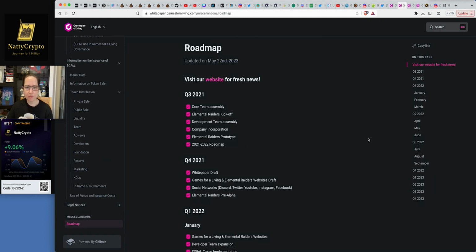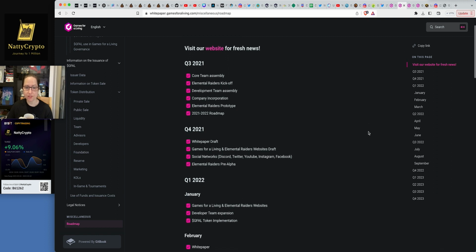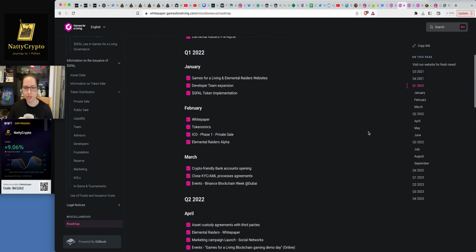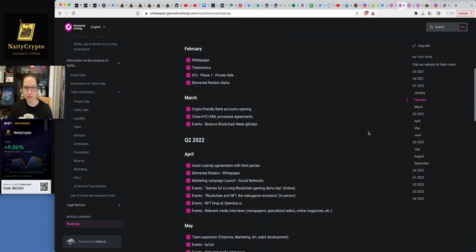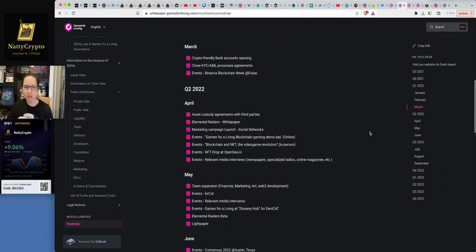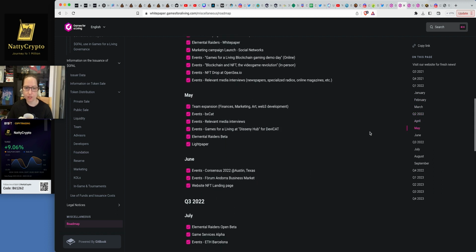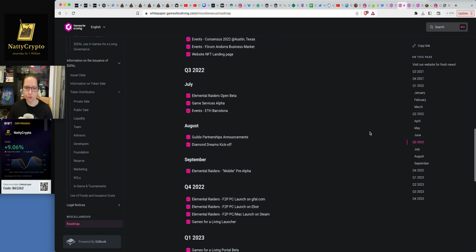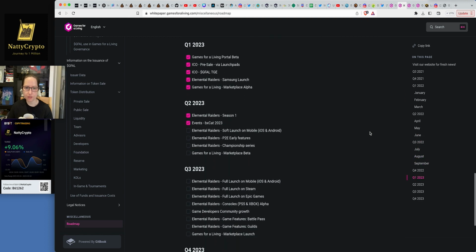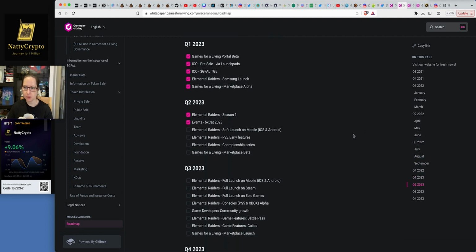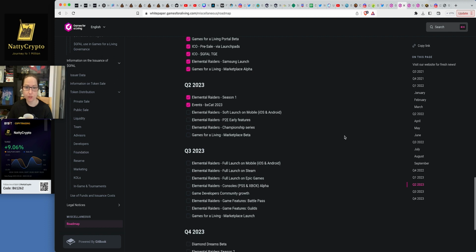So roadmap. They've literally been starting this since 2021. It's only just been launched this year. So they've been building the game, getting the game ready, and then launching the token to actually start. Here we are. 2 years this has been in development for. They've done a Samsung launch of Elemental Raiders and the Games for Living Marketplace Alpha.